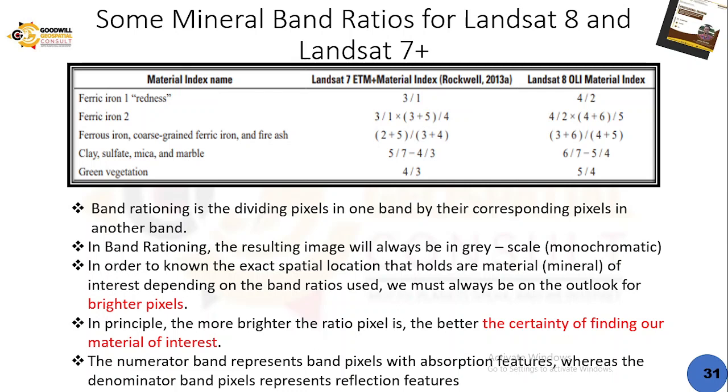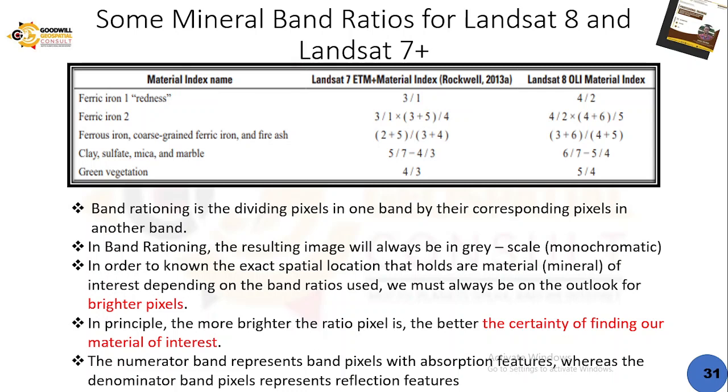So for Landsat 8, if we want to map ferric ions, we are going to use band 4 divided by band 2. Then ferric iron 2 in the Landsat Enhanced Thematic Mapper Plus is band 3 over band 1 times band 3 plus band 5 all over band 4. That also changes in Landsat 8.